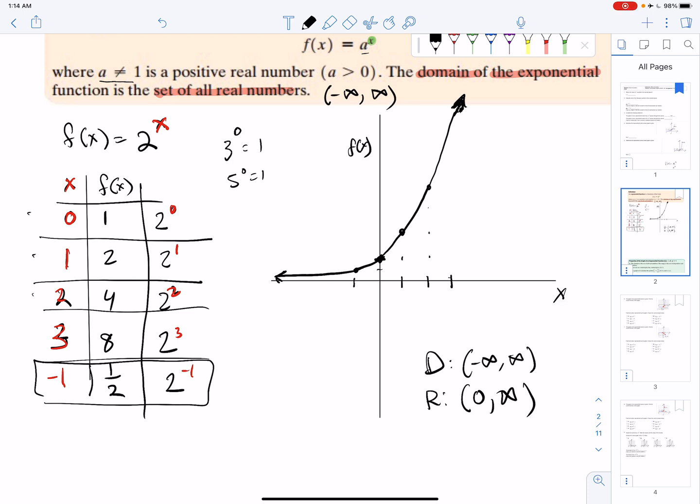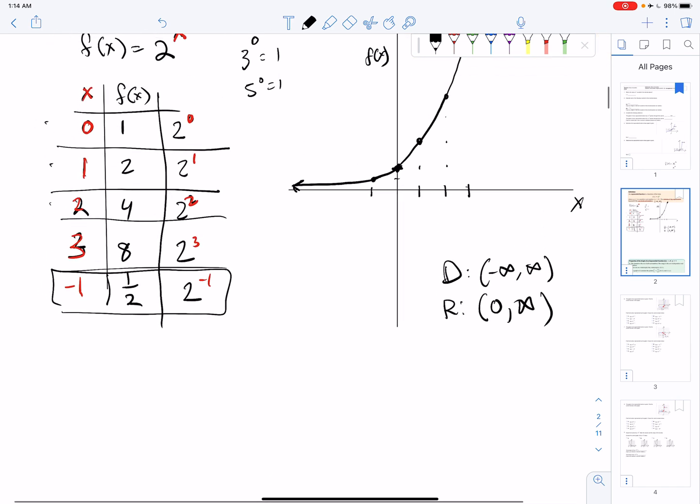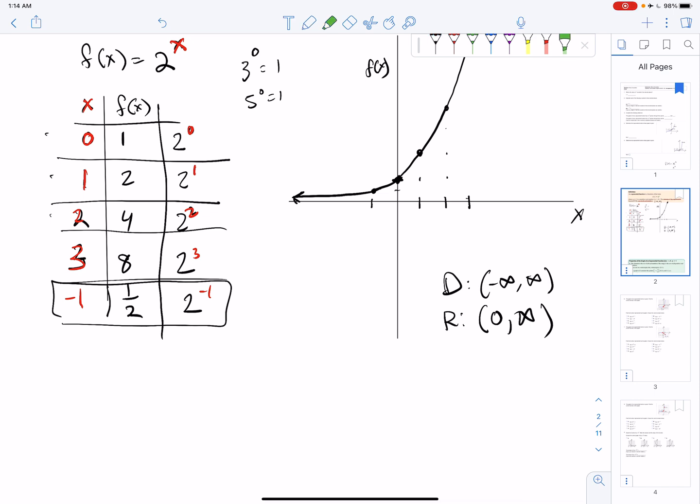Before I do that, let me go down here and let's look at a property. What I want to do is do a quick highlight of this particular point, this particular point, and this particular point. So take a look at that: 0, comma 1, 1, comma 2, negative 1, comma 1 half. And actually, we should be focusing in on the base there and that 2. That actually will tell us what the base of the problem is.